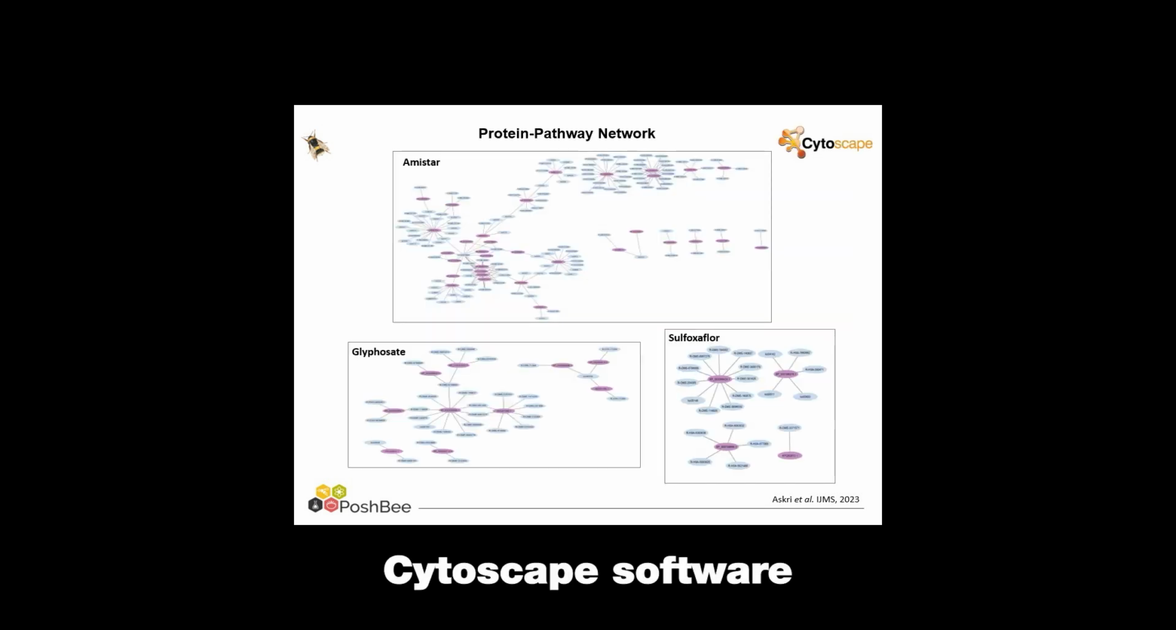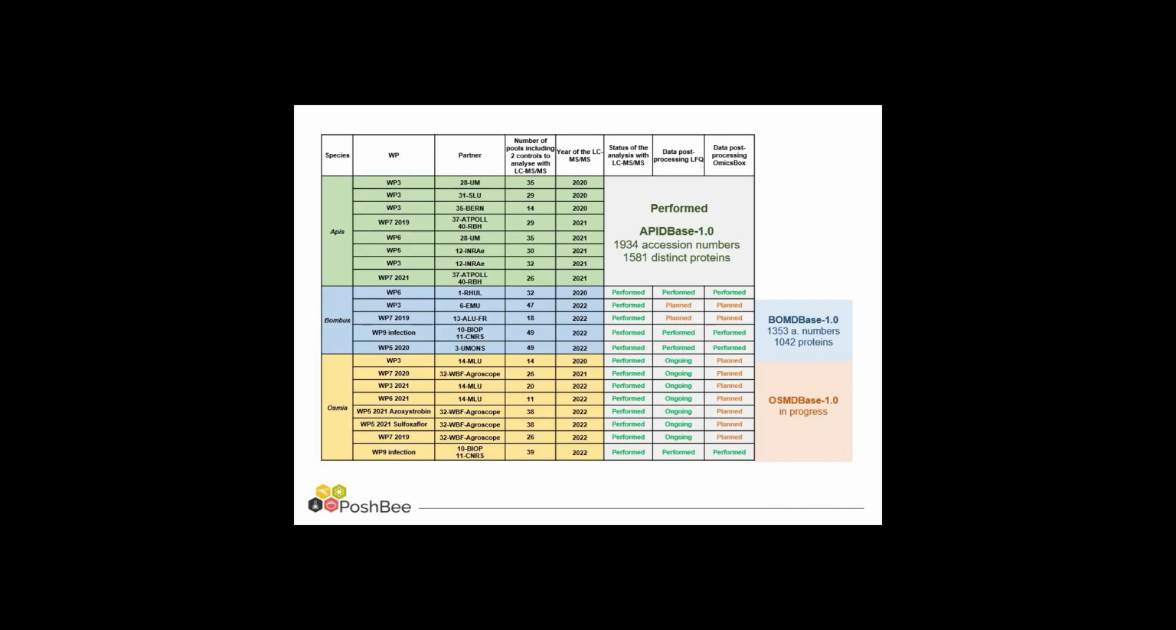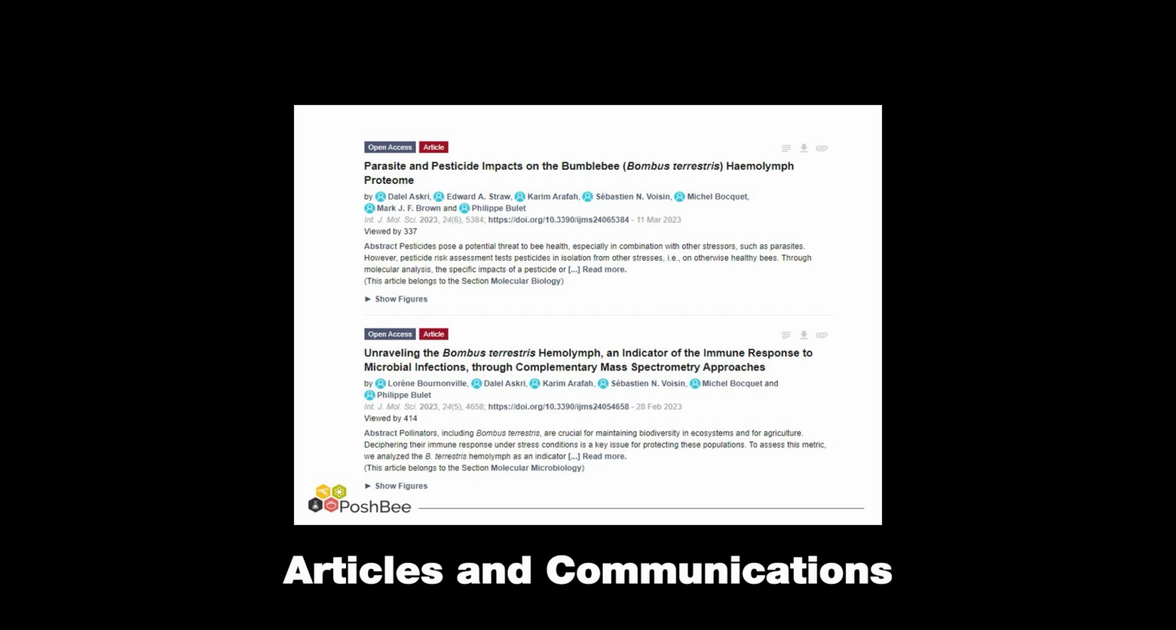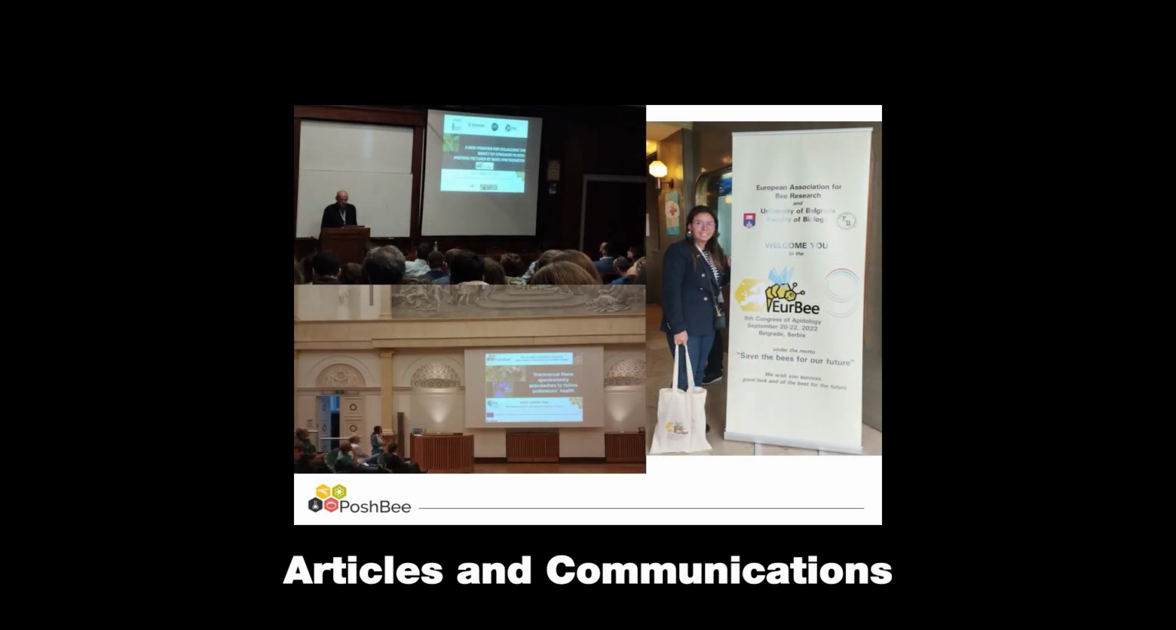With Cytoscape, protein pathway networks are generated and analyzed in response to the stressors. These findings are the pillars to creating the 3 molecular databases on Apis, Bombus, and Osmia. All these studies are valued through scientific publications and international communications.